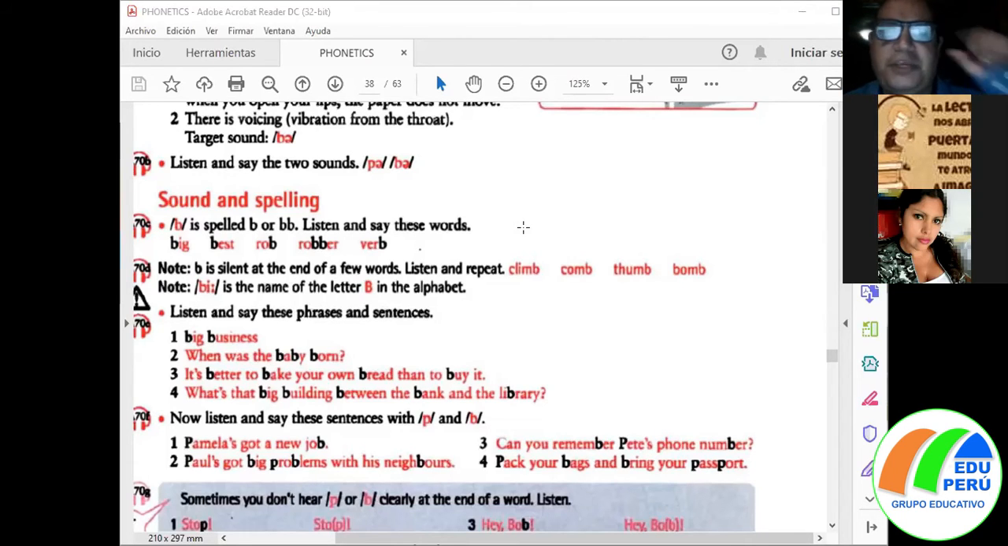The second note, B is the name of the letter in the alphabet, B. So you say A, B, C.